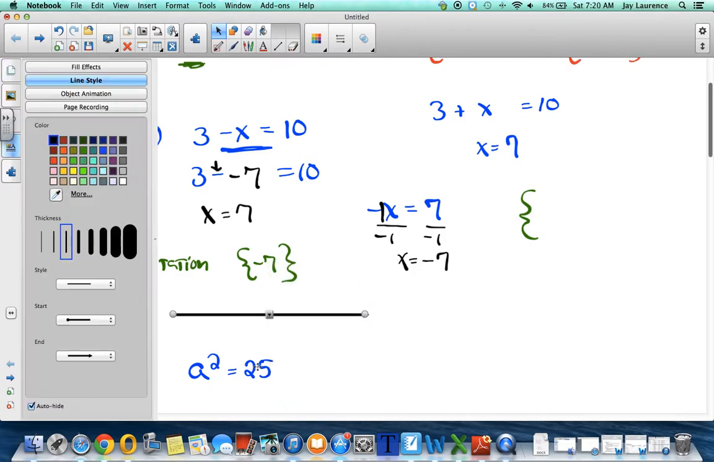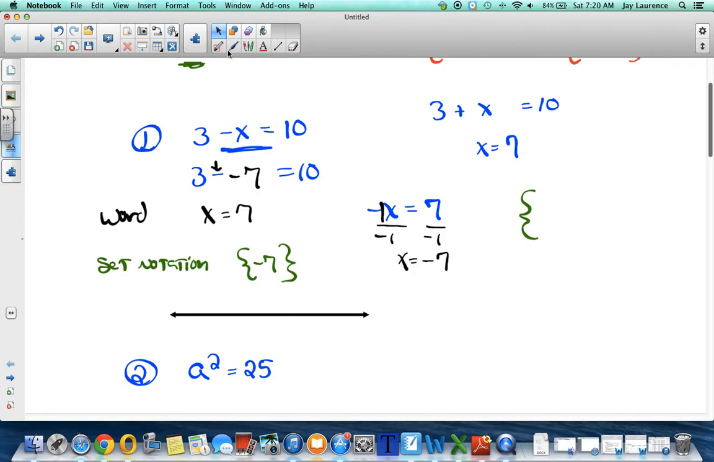Okay, got to get an arrow on that front end. There we go, the start. Okay, there we go. Now, please be intelligent when you make your number lines. Don't try to show every blasted number on it. First of all, how many numbers are on a number line?